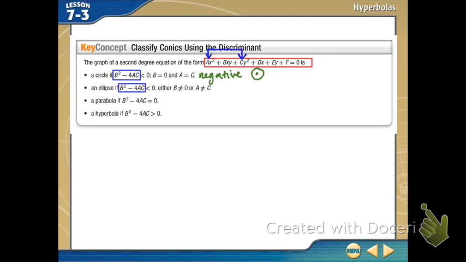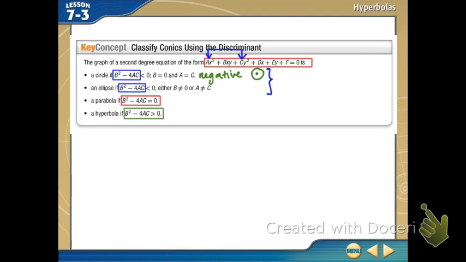If your discriminant is exactly equal to 0, then you will find that you have a parabola. And lastly, if the discriminant is greater than 0, you'll have a hyperbola. The two that you're going to probably get confused on a little bit are these two.